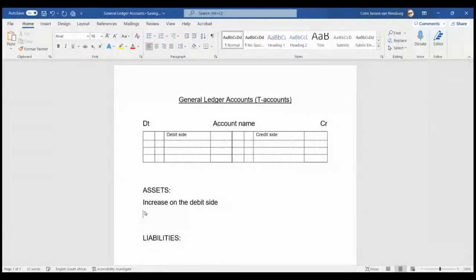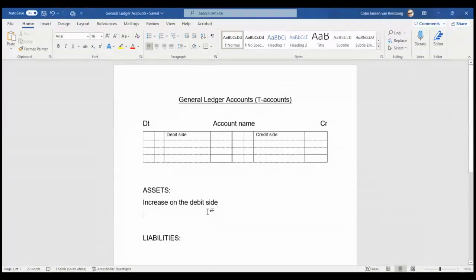Then at the same time, ladies and gentlemen, when will an asset increase on the debit side? If it's a non-current asset, for instance, if you have acquired a motor vehicle, or you've acquired land, or you've acquired machinery. In other words, you've acquired or bought a new asset, right? Then you will capitalize it. You will debit the specific account name. It could be property, it could be motor vehicles. So you'll have a specific account name there.